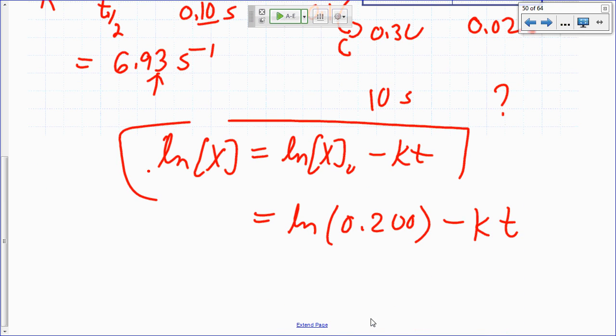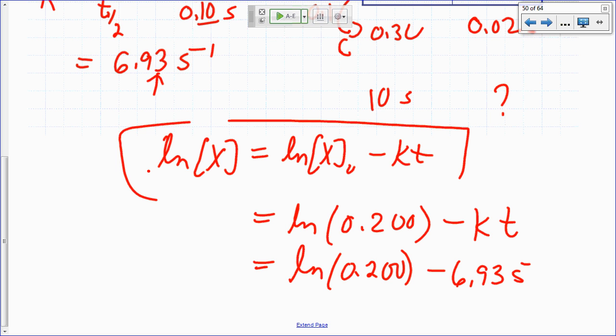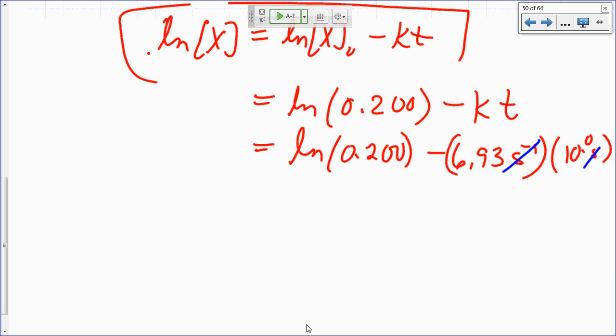So I'm going to say this is natural log of 0.200 minus 6.93 per second times 10 seconds later. So I'm going to put 10 seconds here. Let's make that 3 sig figs, 10.0 seconds. So seconds cancel out. So what would be ln of x at 10 seconds? What's ln of 0.2?